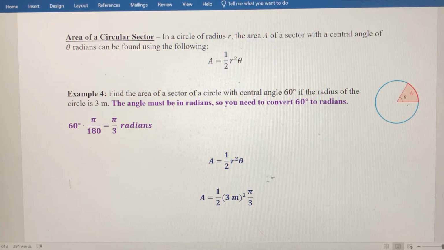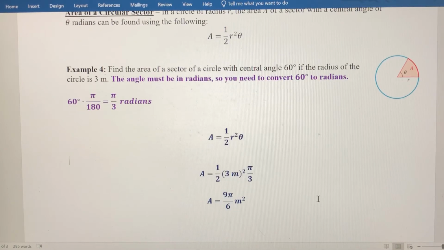Okay, and we plugged in pi over 3 for theta. When we do the math, 3 squared is 9, which would be in the numerator. So the numerator has 1 times 9 times pi, and the denominator just has 2 times 3, which is 6. So the area is going to be 9 pi over 6 meters squared. Now, I can simplify that, so my exact answer needs to be simplified. 9 pi over 6 simplifies to 3 pi over 2 meters squared.